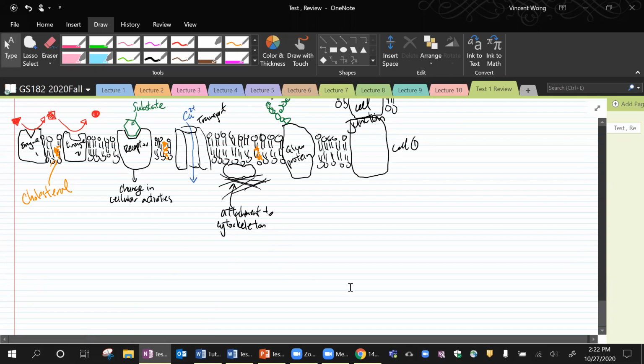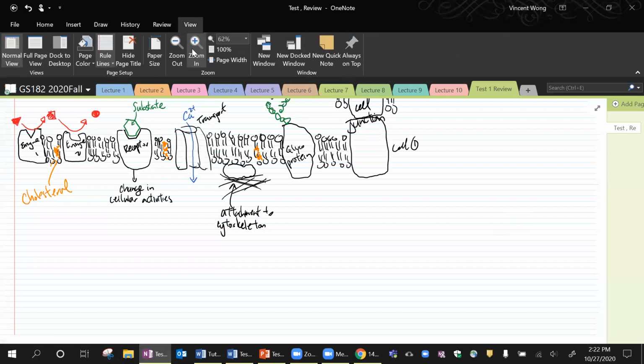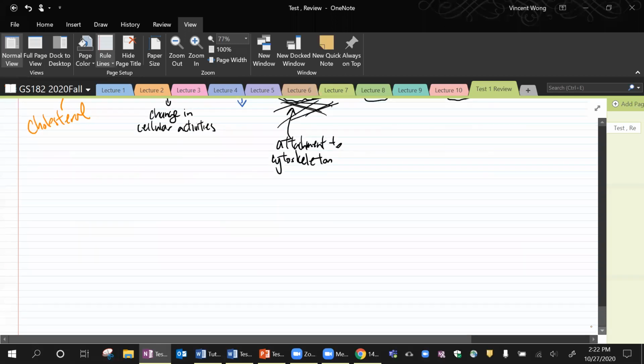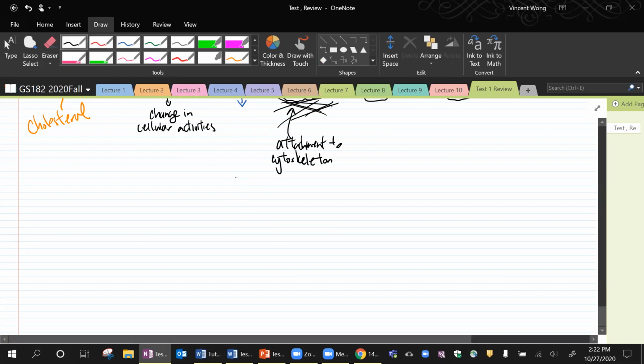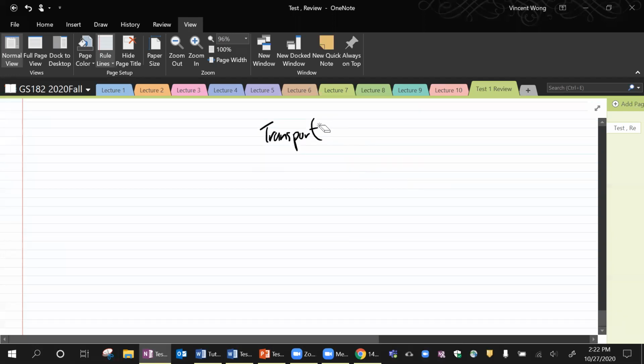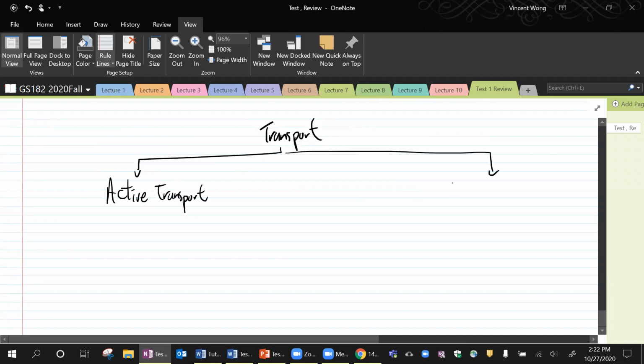Okay, so the next thing we're going to do is the membrane protein lecture on the types of transport, basically. Let's try to summarize this for you. So we have transport. Transport is separated into active transport and also passive transport.